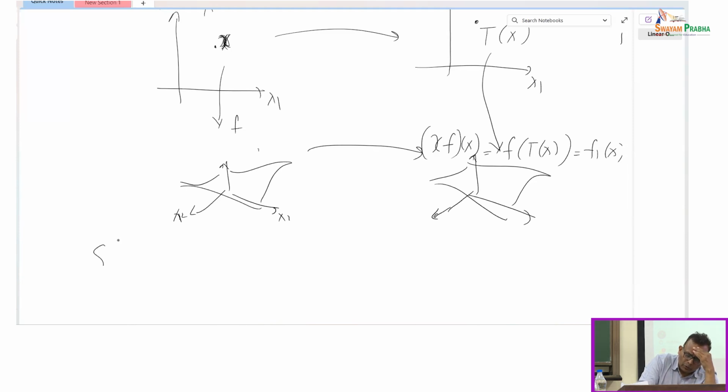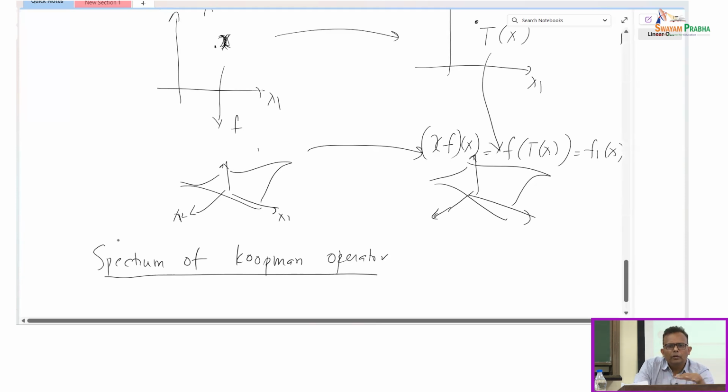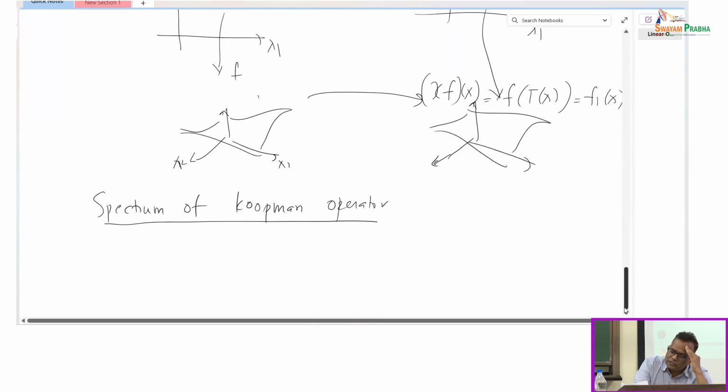The spectrum of the Koopman operator. Now, this is where one has to be really careful, okay, but we'll ignore it for the time being, because I'll do some examples to bring that out.